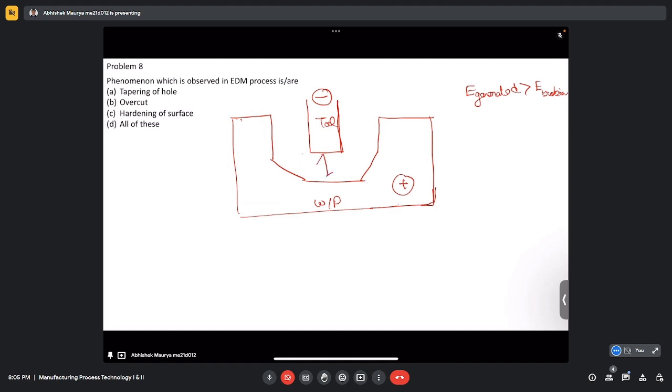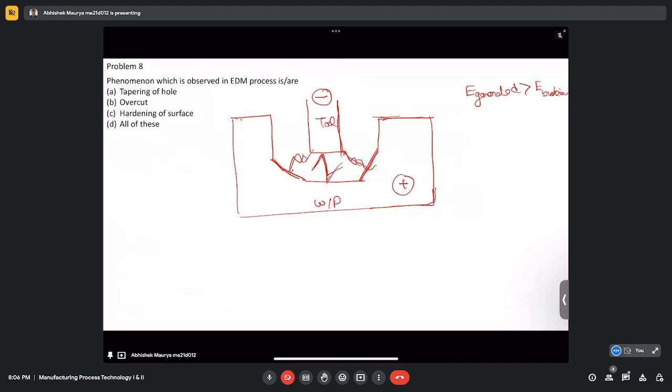So, apart from this region, everywhere here a spark will take place, and because of this we are expecting a hole which should be completely cylindrical, but near the edges we are getting some tapered shape, something like this. That happens during the drilling of a hole in electro discharge machining.